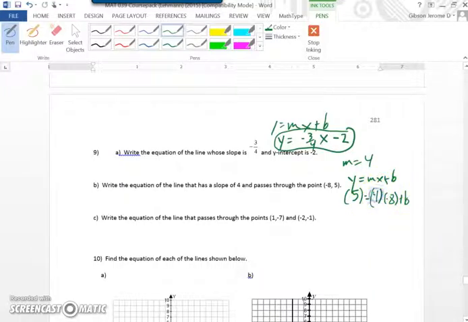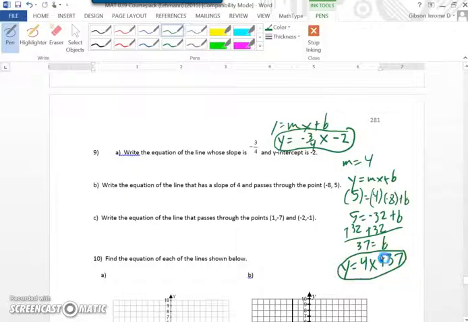So now we would have 5 is equal to 4 times negative 8, which is negative 32, plus b. So we would add 32 on both sides. And we would get 37 is equal to b. So now we have our slope and we have our y-intercept. So our final answer here would be y is equal to 4x plus 37. So that would be the equation for b.